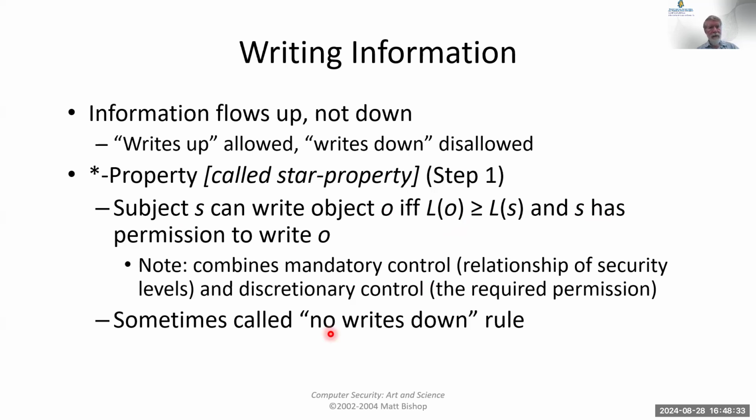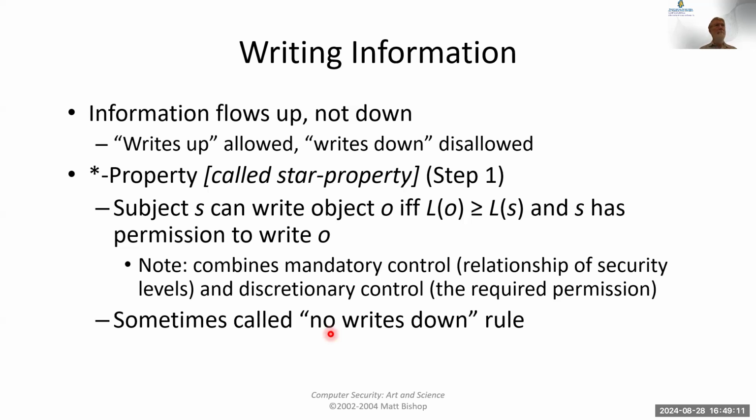Then there's writing. You can write up, but you cannot write down. So if you're a user at a particular security level, you can write documents at that security level, or even documents at a higher security level. Seems weird, we'll talk about that. You cannot write down. Why can't you write down? Because if you have information at, say, the secret level, and you're writing something at the confidential level, you might write information that is secret. So by preventing you from writing objects at a lower level, you are ensuring that information doesn't leak.